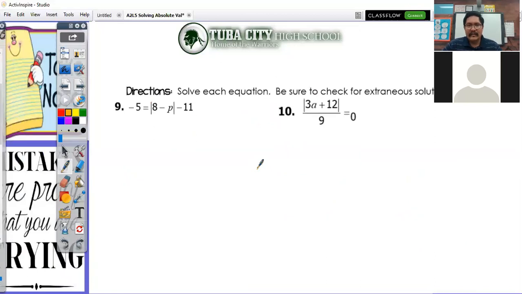Okay, so let's go ahead and move on to these next groups. So it looks like we're going to have to do a little bit more work on isolating these before we solve them. Okay, so on number 9, I have that absolute value, but I also have a -11 there too. So I've got to get rid of that -11 in order to isolate that absolute value. So add 11, add 11.